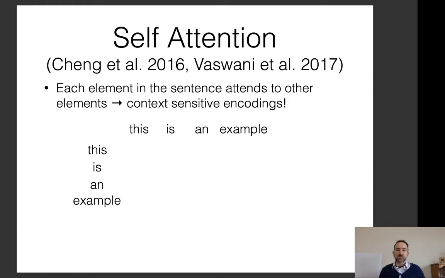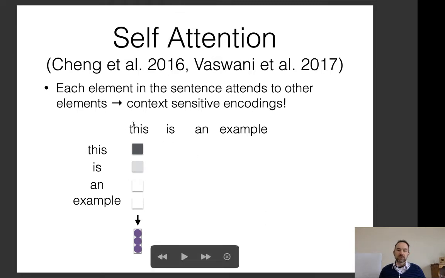But self-attention instead tries to attend to words in the same sentence. The way this works is that if we want to calculate a vector for this here, it will attend to "this is an example" and do attention over all of the possible words and do a linear combination into vectors.